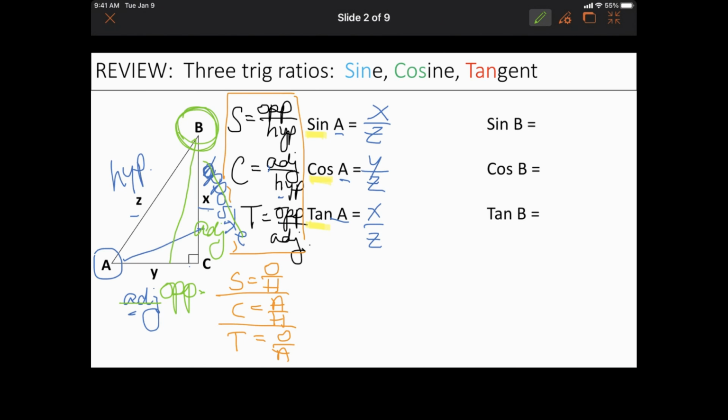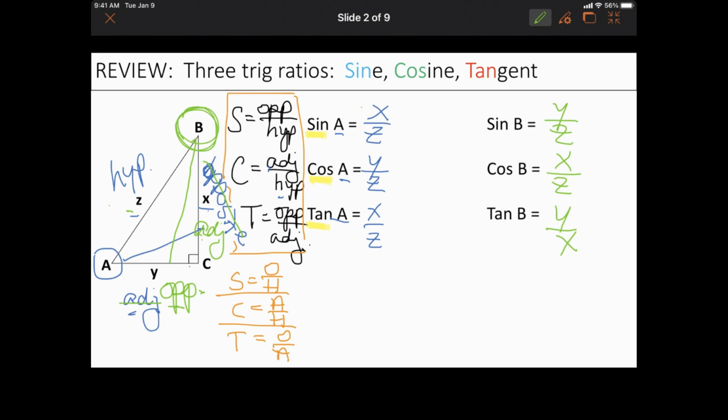So the sine of B is still, SOHCAHTOA does not change. It's still opposite over hypotenuse. But now it's Y over Z. So you can see it's changed from this one, but the denominator is the same. Cosine is adjacent over hypotenuse, so now it's X over Z. And this TOA is opposite over adjacent, which is Y over X.